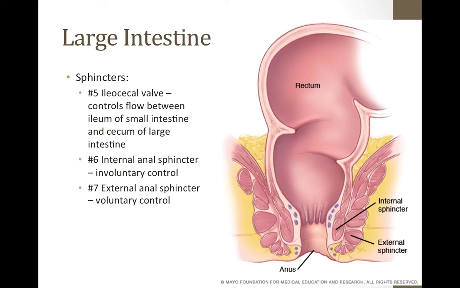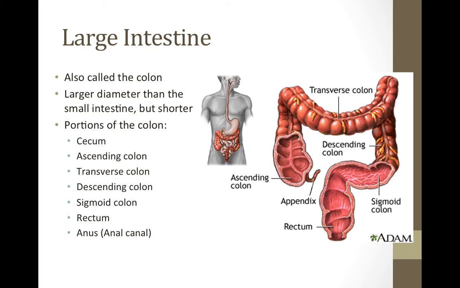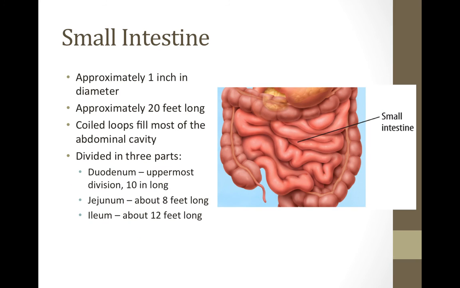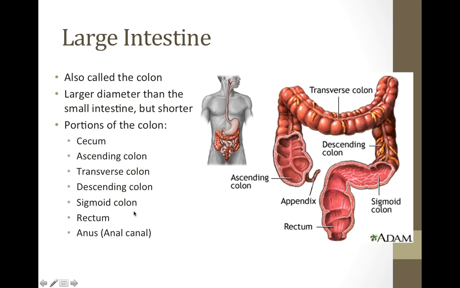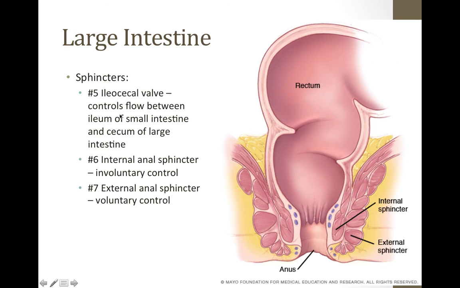In your large intestine, you're going to have an ileocecal valve. If you remember, the ileum is the last portion of the small intestine. Cecum is the first part of the large intestine. So this ileocecal valve is going to control the flow from the ileum of the small intestine to the cecum of the large intestine. And then you have two anal sphincters, okay, just right after the rectum and before the poop comes out. You have the internal anal sphincter and the external anal sphincter.